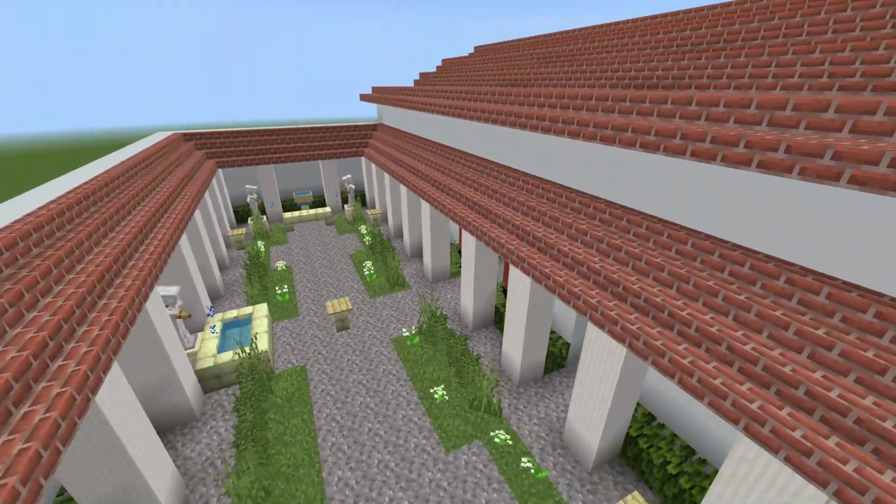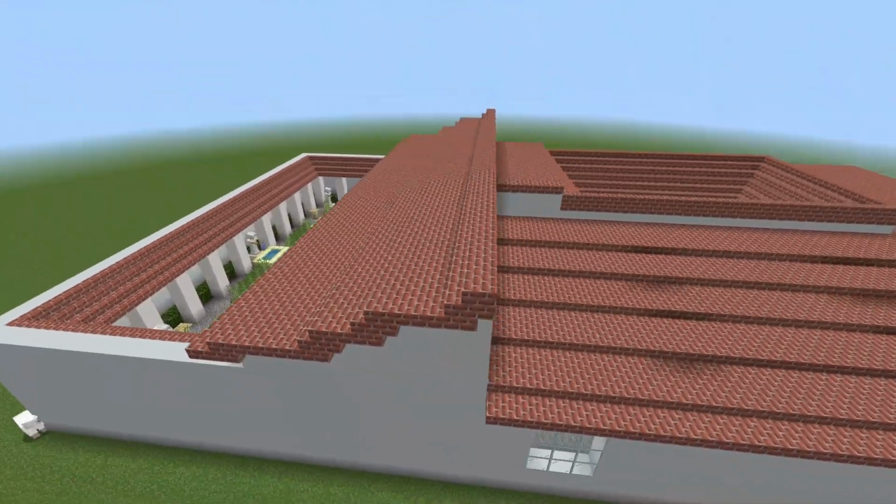That is my Roman house for my art history project.